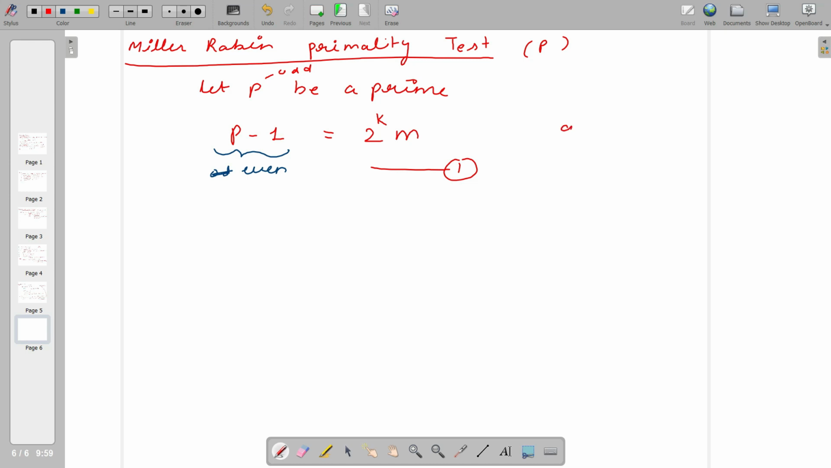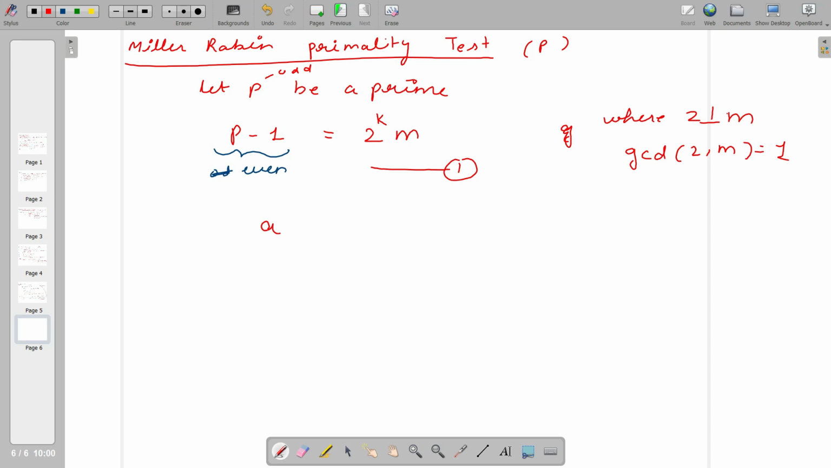So the GCD of 2 and m should be 1, meaning 2 should be co-prime to m, because if 2 is not co-prime to m, then the power would be k plus 1 instead. So GCD of 2 comma m should always be 1. So this is one thing.